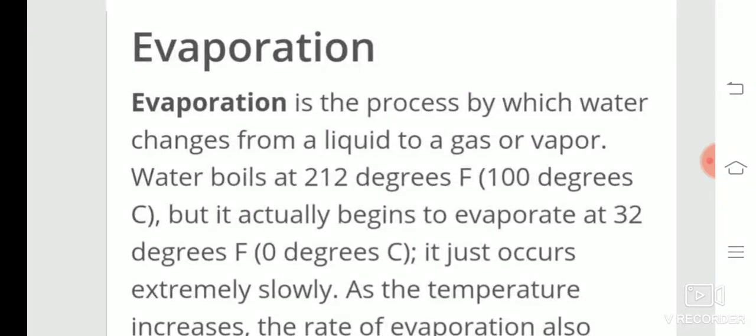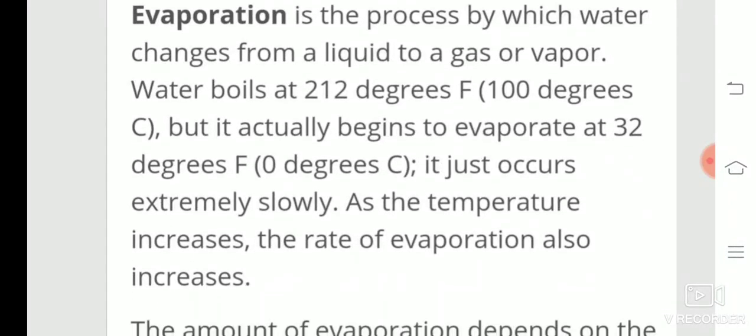We know that water boils at 100 degrees Celsius, but it actually begins to evaporate at 32 degrees Fahrenheit or 0 degrees Celsius. But at 0 degrees Celsius, it occurs extremely slowly. As the temperature increases, the rate of evaporation also increases.